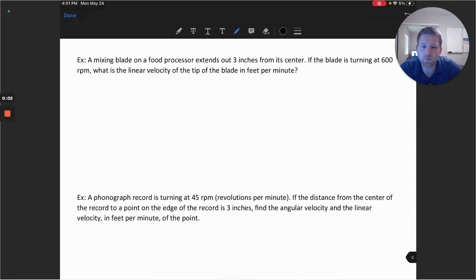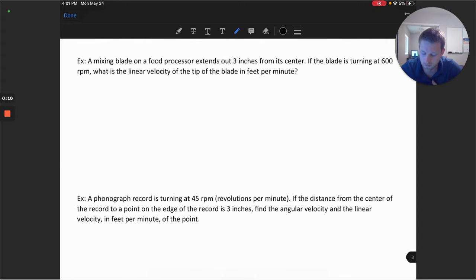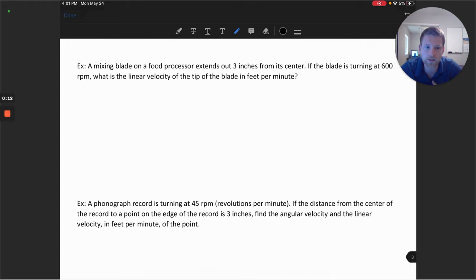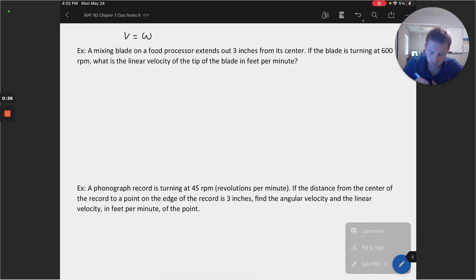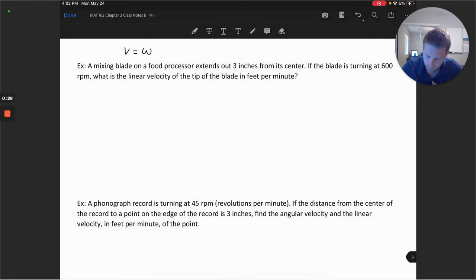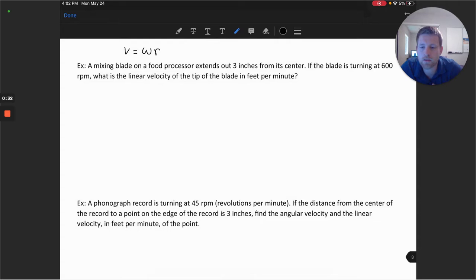Welcome. In this video, we will take a look at a few more examples with linear velocity and angular velocity and how we relate the two. Just to remind ourselves of the connection between linear and angular velocity, we know that the linear velocity v is equal to omega, which is the angular velocity, times our radius. So we know that formula.